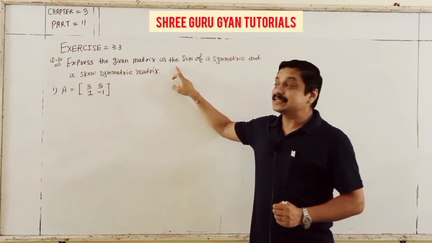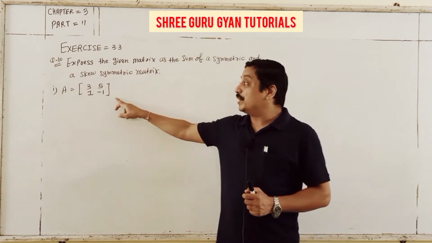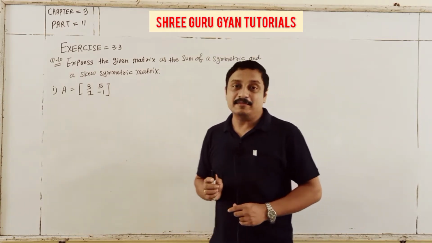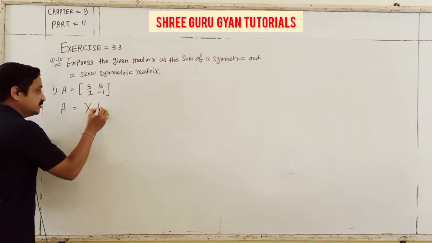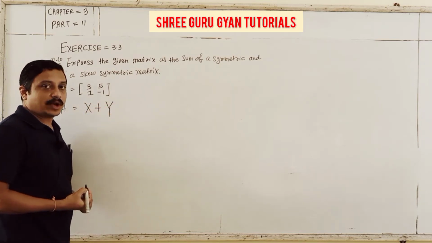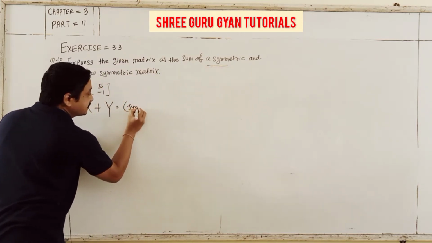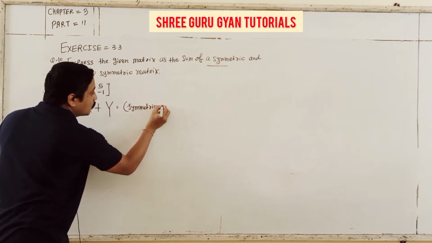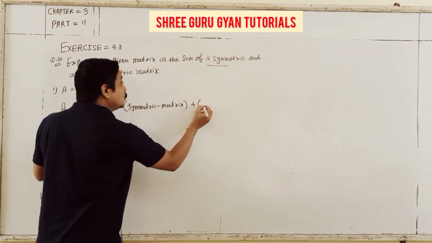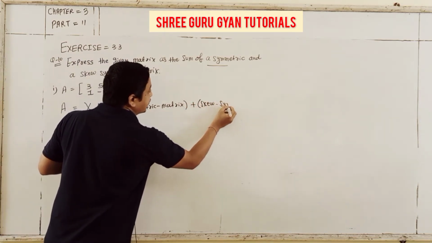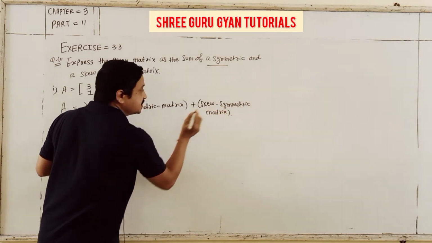Express the given matrix as the sum of the symmetric and skew symmetric part, where matrix A is given as 3, 1, 5, minus 1. So first of all, you just write down A matrix as a summation X plus Y, where X is our first part, a symmetric matrix, and second one, Y, is a skew symmetric matrix, and that becomes your two partitions done.